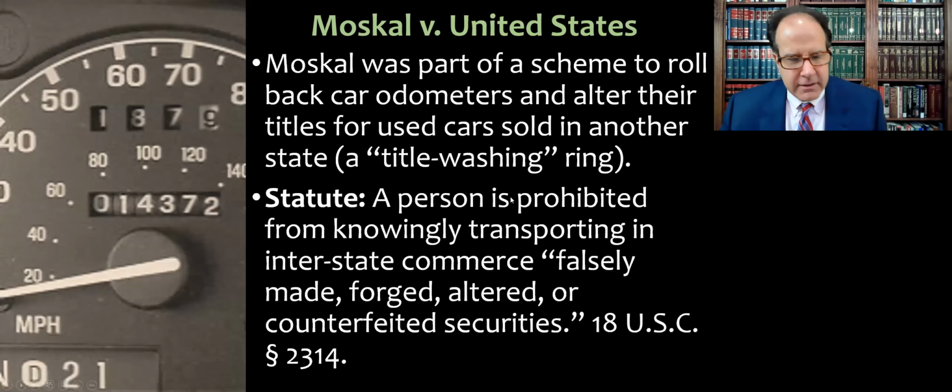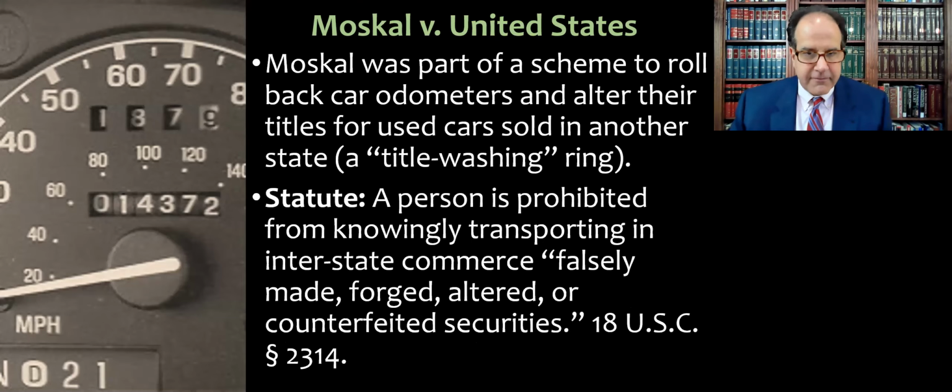So Moskal here, our defendant, was part of a scheme, as I said, to roll back car odometers so that the car, if you were a buyer, would think it had lower miles and that it was in better condition than it actually was. And then one of the conspirators would actually alter the titles, basically forge a different number or change the numbers on a title certificate for used cars that were going to be sold in another state.